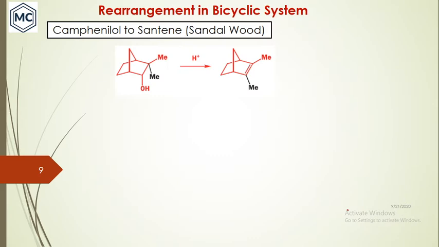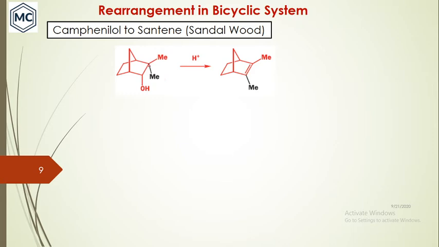Next one, rearrangement in bicyclic systems. This is very important. The first example is this camphenilol, conversion of camphenilol to santene. And santene is one of the major ingredients in sandalwood. This is responsible for the fragrance of sandalwood. And this is a bicyclic system. You have a hydroxyl group here and two methyl groups here.